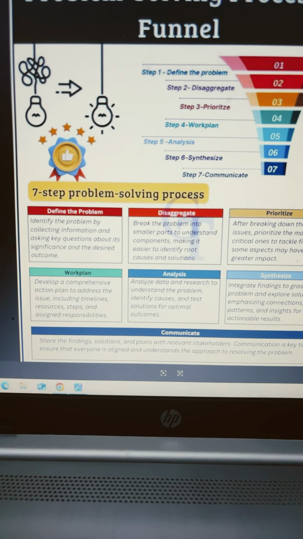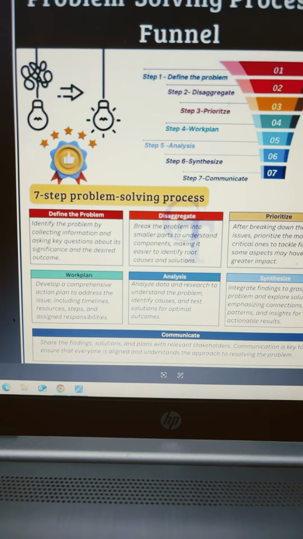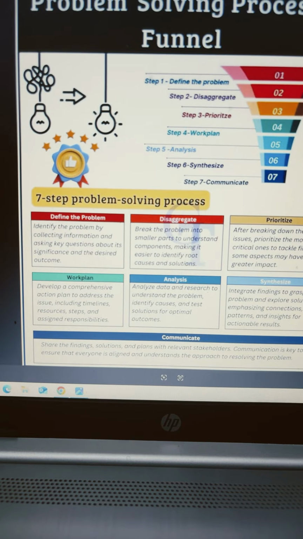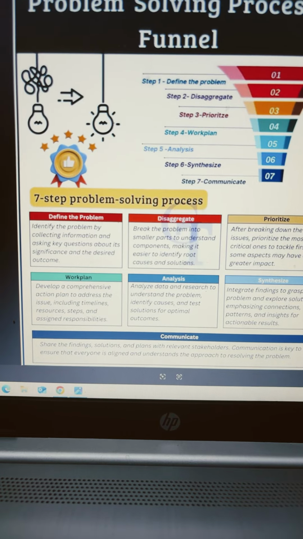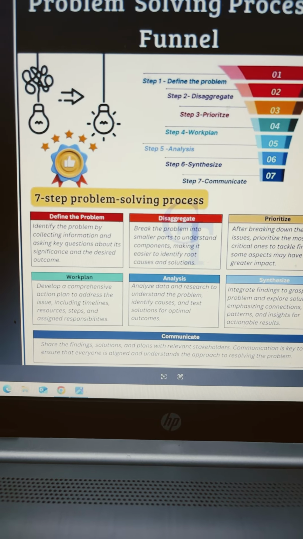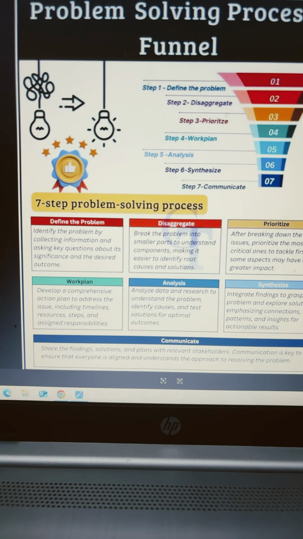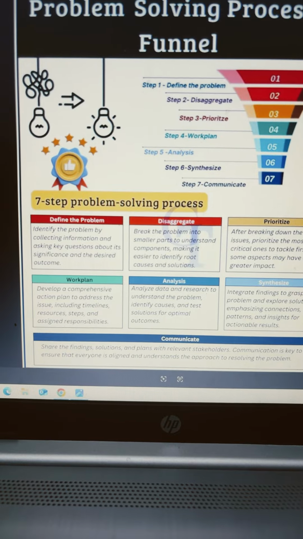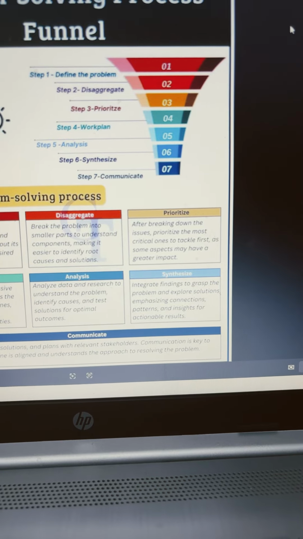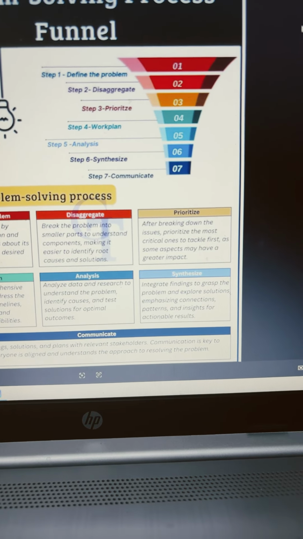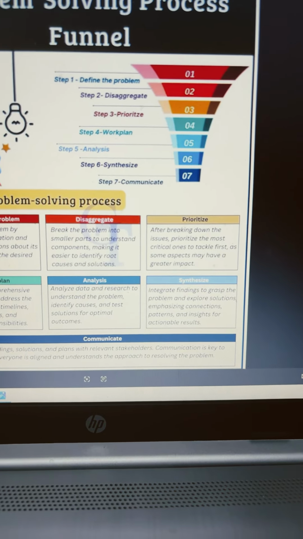Then is the fifth step, that is the analyzing of the problem. Then you analyze the data and understand the problem actually, and then you identify the cause of the problem and you test the solutions for that problem and you reach the optimal solution. Then the sixth step is synthesizing. That means you are finding the gap between the actual problem and the desired solution. You emphasize the connections, the patterns, and the insights for actionable results. So these are the six steps of problem solving.